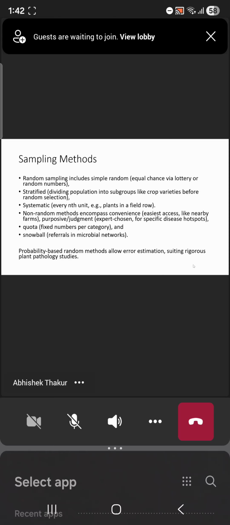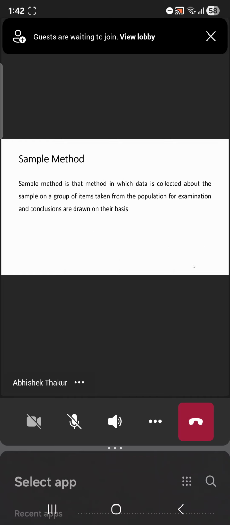Yes. Next is a sampling method. The sampling method is the method in which data is collected about a sample, or a group, from a population. As I mentioned, there are two types. First is census and sampling. Census means the whole population, with collection of data from each person.